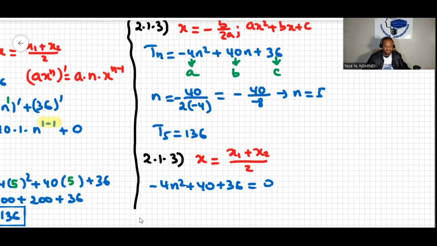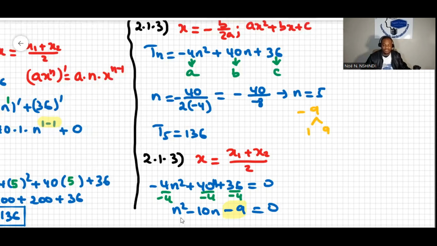So if we divide each term by -4, because I want to get rid of the coefficient of n², that's going to be n² minus 10n, that's 40n over -4, minus 9 equal to 0. Now we can solve this by factorization. I look at the constant term here, which is -9. The factors of 9 are 1 and 9, and then 3 and 3.